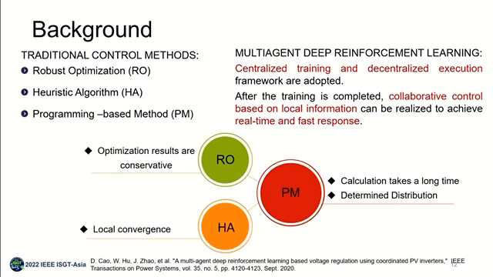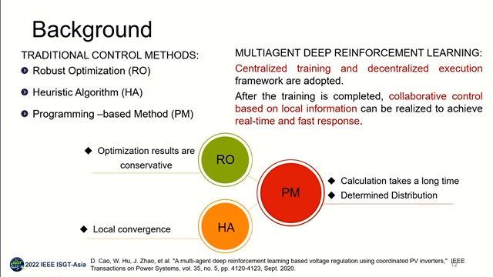Traditional voltage control methods are robust optimization, heuristic algorithms, and programming-based methods, but they suffer from the following drawbacks. For instance, the optimization results of robust optimization are conservative. Heuristic algorithms easily get stuck in local convergence. A programming-based method requires a long calculation time and a known distribution.